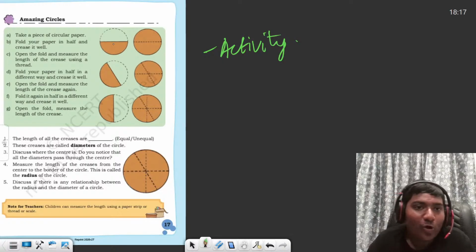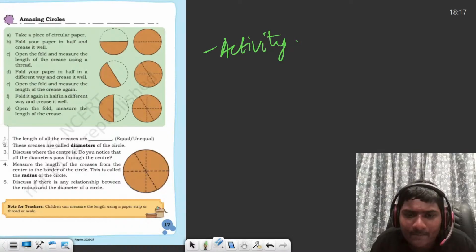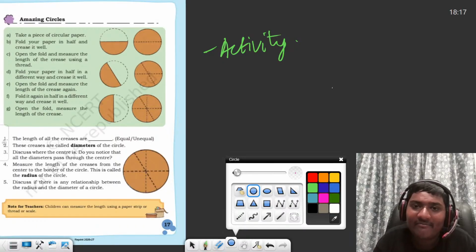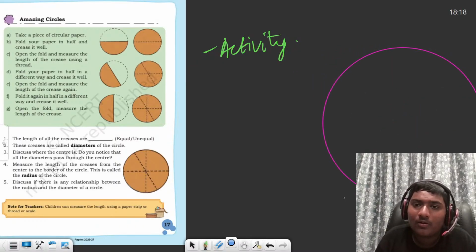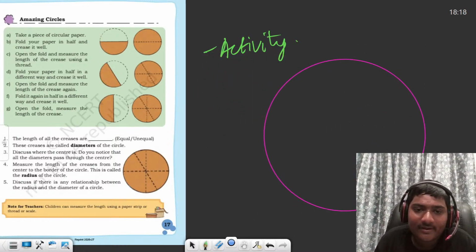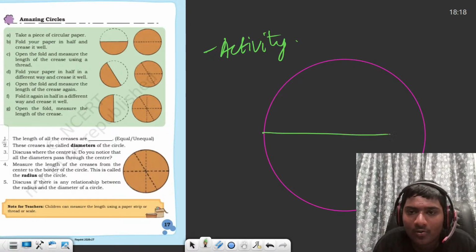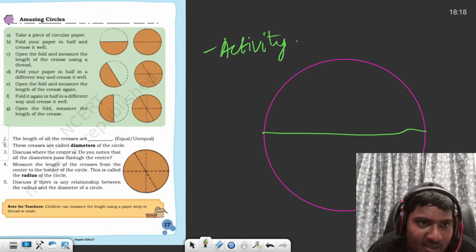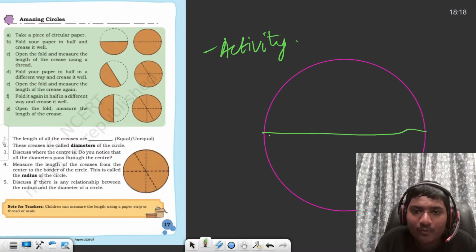No need to worry. Fold your paper in half. Let me imagine this is the paper. Let me take the biggest circle. Let me also try to do the activity with you. So now what you have to do? You have to draw a line. Fold your paper in half. When we fold it in half, what happens? Measure the length using the thread. So now you have to measure it.